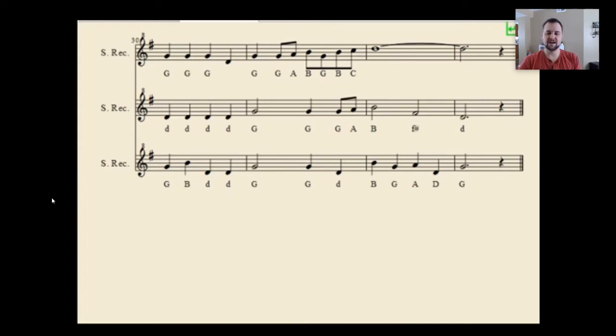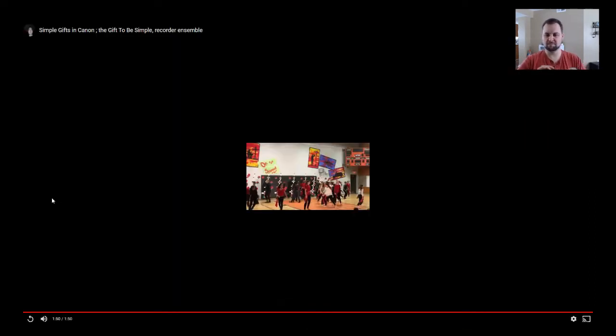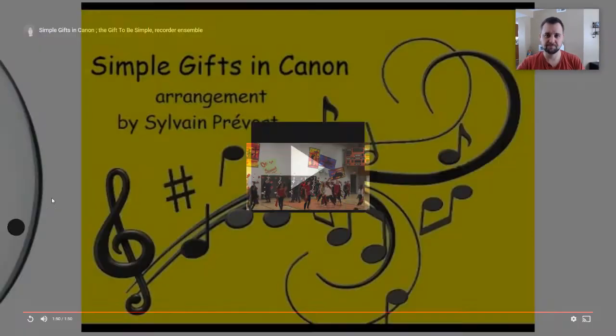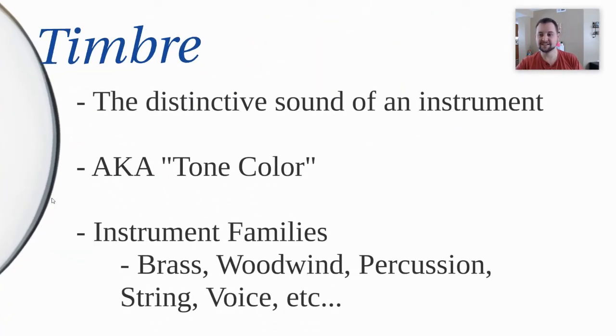Cool. So that gave you an example of how when parts move at different times, it can create both rhythmic and harmonic textures. Really important there. Moving on. Next is timbre. I let myself slip a little bit, got ahead of myself in that last video. But timbre, yes, I'm pronouncing it correctly and I spelled it correctly.